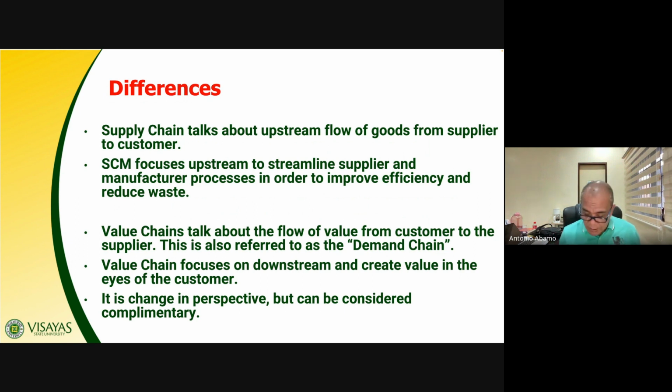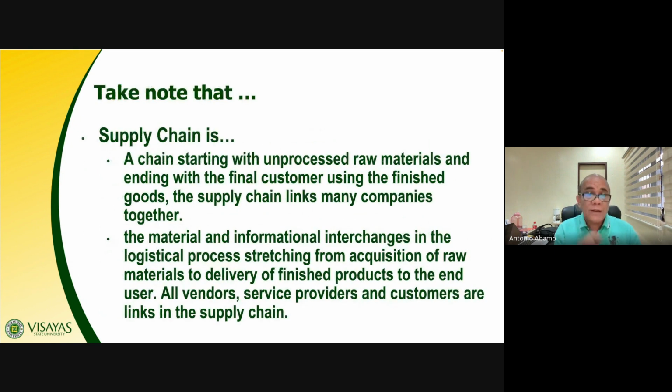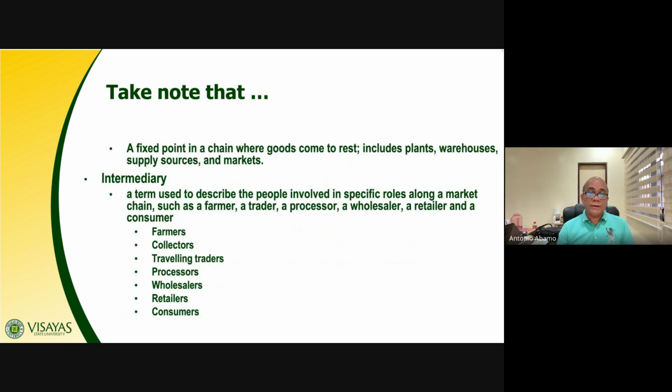Okay, so it is just a change in perspective. You focus on the market, that is value chain. You focus on the efficiency of the flow of products to the market, that is supply chain. So supply chain is a chain starting from the unprocessed product, raw materials, ending at the final customer. While a value chain starts with the market and then articulates the product specification to the producer.